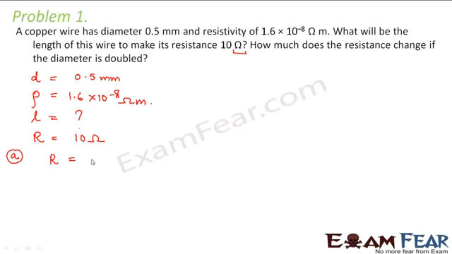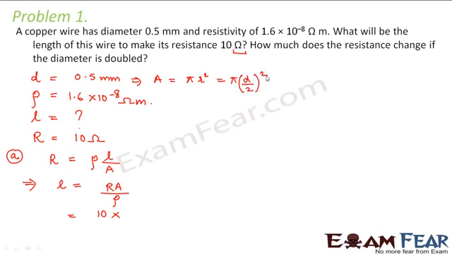Now from the expression of resistance, we know that R is equal to rho L by A. So from this we can say L is equal to RA divided by rho. So we can put the values of R and A. What will be A? If diameter is given as 0.5 millimeters, that implies that area will be equal to pi R square. So R will be nothing but diameter by 2 because R is the radius. So this will be pi D by 2 whole square.